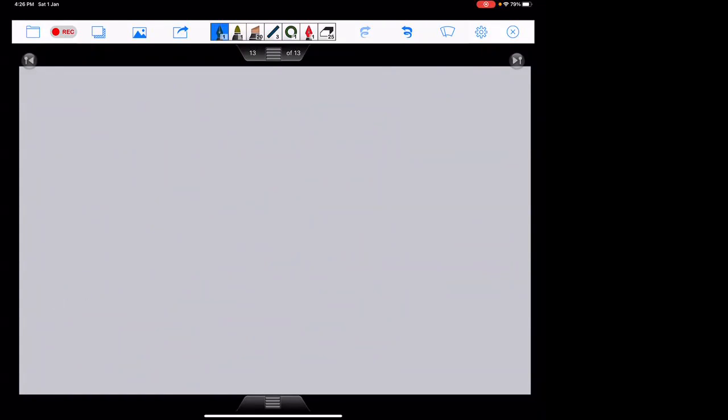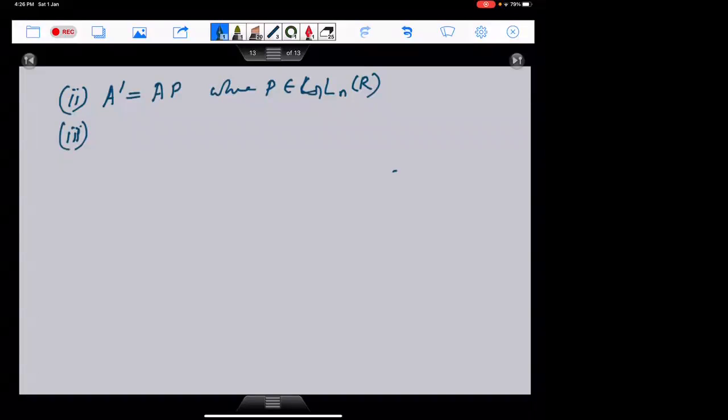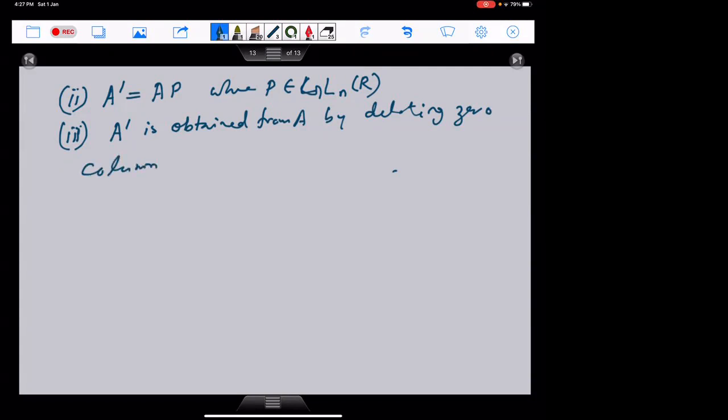Similarly, can I say that I can pre-multiply also? A prime equal to P times A, where P is an invertible matrix. Writing Q inverse in the previous one, there is a reason why we write Q inverse, but even if you write Q, it is fine. They are invertible matrices. Okay. Third, A prime is obtained from A by deleting a 0 column. Is it fine? You can delete a 0 column, since there is no relation there.